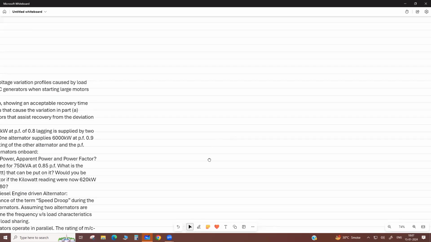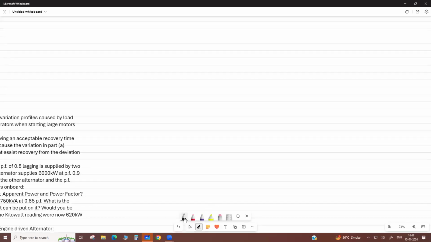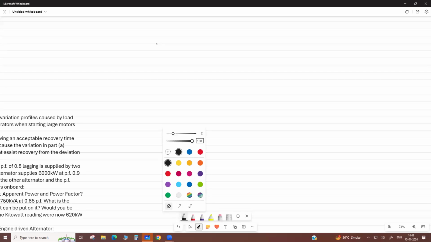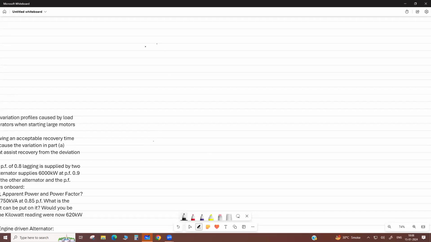I will start to explain here. So suppose there is one alternator. Okay, so this is the alternator. It is connected to a bus bar load.